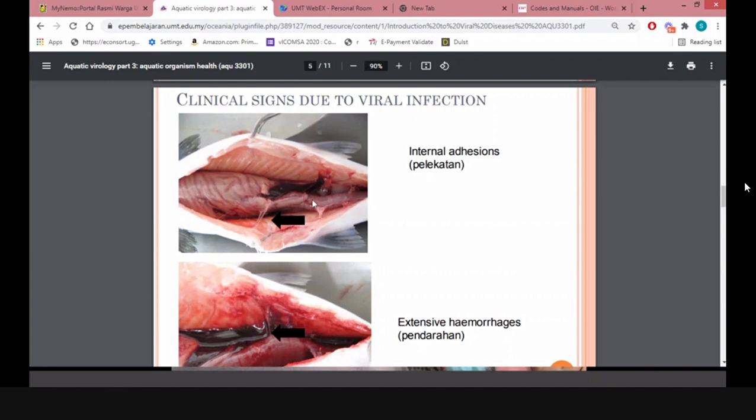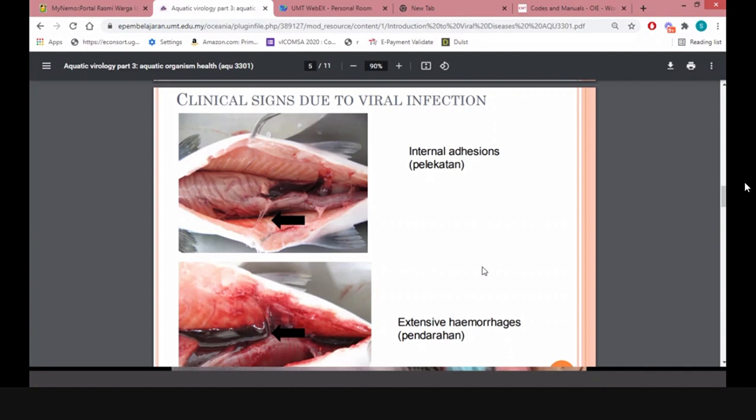Okay, selalunya bila kita dissect open a fish, organ-organ tu tidak akan melekat pada sisi kulit tu kan, sisi ikan tu. Okay, so ini dikenali sebagai pelekatan organ ataupun internal adhesion. So this is caused by a bacterial infection known as rickettsia. Okay, by looking at the clinical signs or system, you know that it is a sick fish, but you cannot really pinpoint the exact pathogen. Kita hanya tahu ikan tu sakit saja.